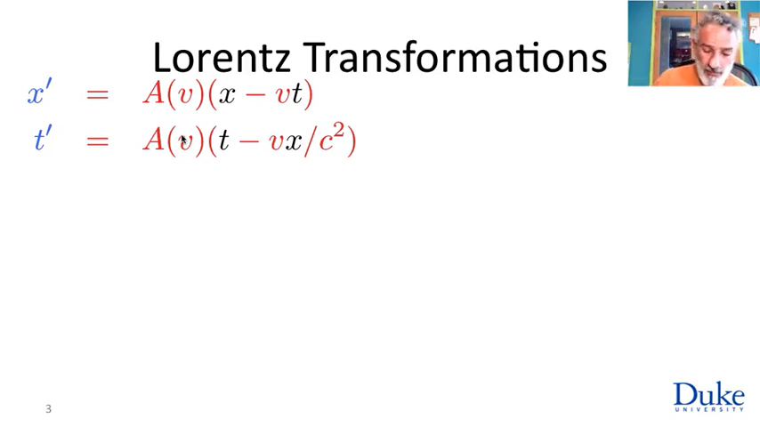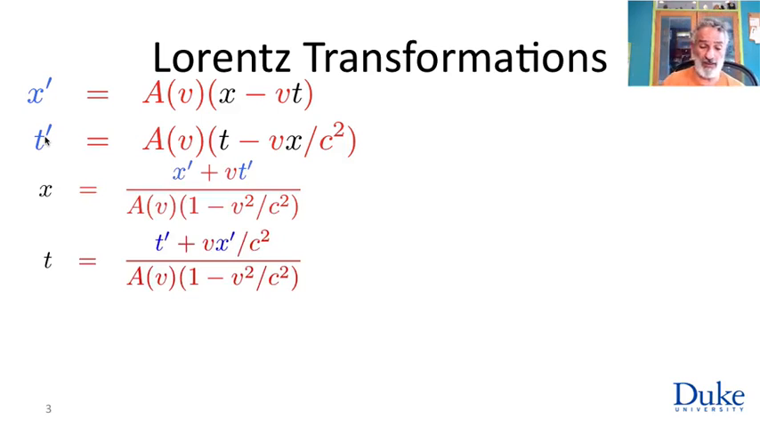Well, what I do is I have here two equations determining x prime and t prime in terms of x and t. I can invert them just as I did for the Galilean transformations and solve for x and t as functions of x prime and t prime. A little bit of algebra, you're more than encouraged to do it yourself, and you find that these are the inverse transformations that follow. If x prime and t prime satisfy these two equations, you can solve for x and t and get these two equations.